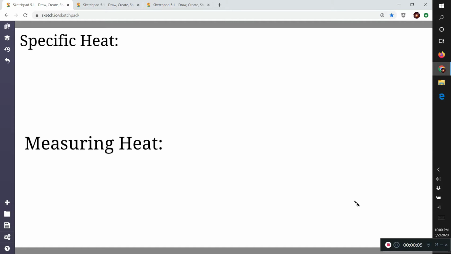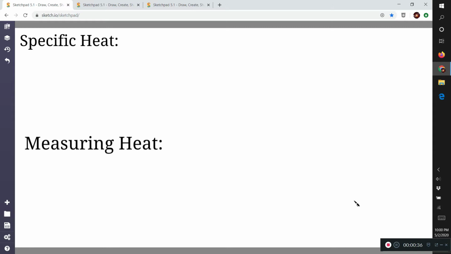So, last time we talked about the difference between heat, thermal energy, and temperature. Remember, temperature is the average kinetic energy of a substance, whereas thermal energy is the sum of that kinetic energy and potential energy of that substance. Finally, heat is the transfer of that energy. So, we talked about how heat transfers through conduction, convection, or radiation.